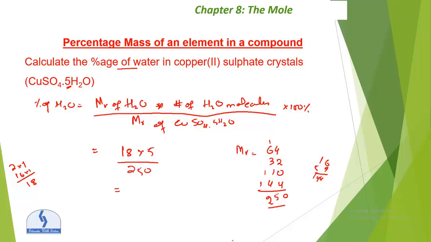Multiply by 100%. So what will be the answer? That will be 36% of water molecules. This 36% of water molecules are present in the copper sulfate crystals. I hope you understand this numerical.